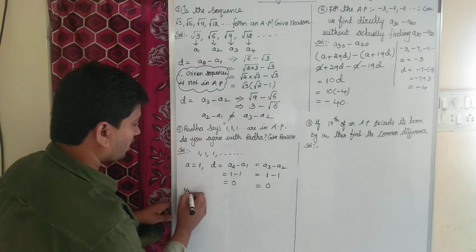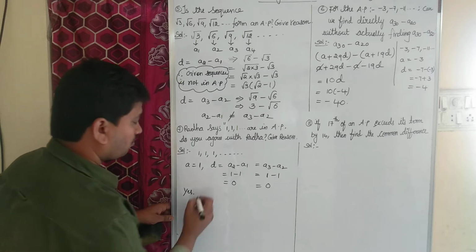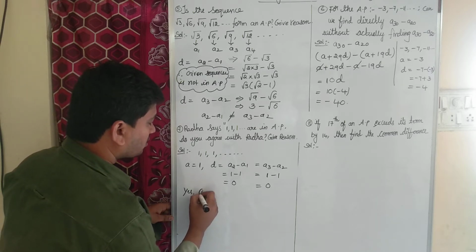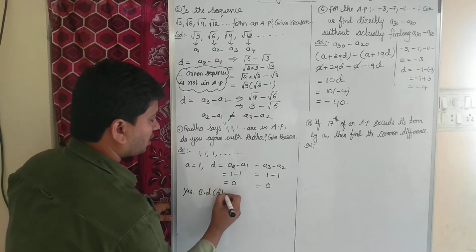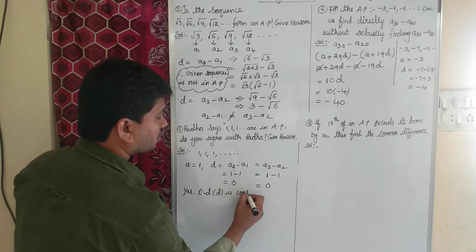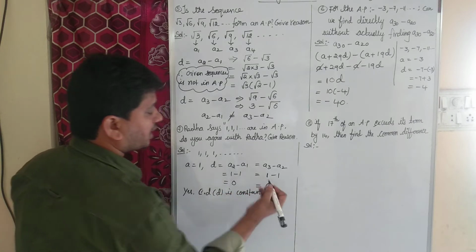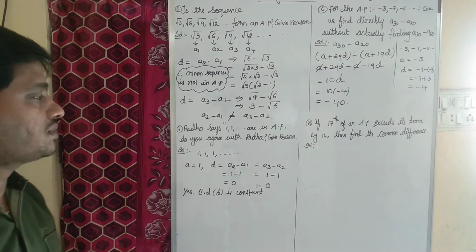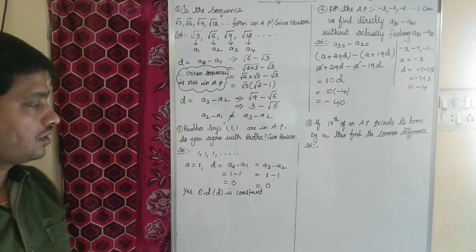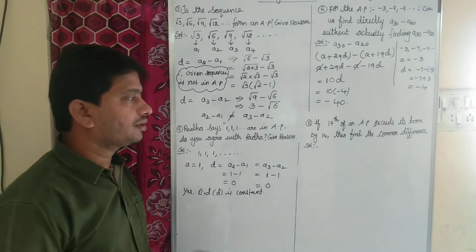Do you agree with Radha? Yes. Give reason. Because the common difference, that is called d, is constant. Right? Therefore, the given sequence forms an AP. Right? Now, coming to question number 8.